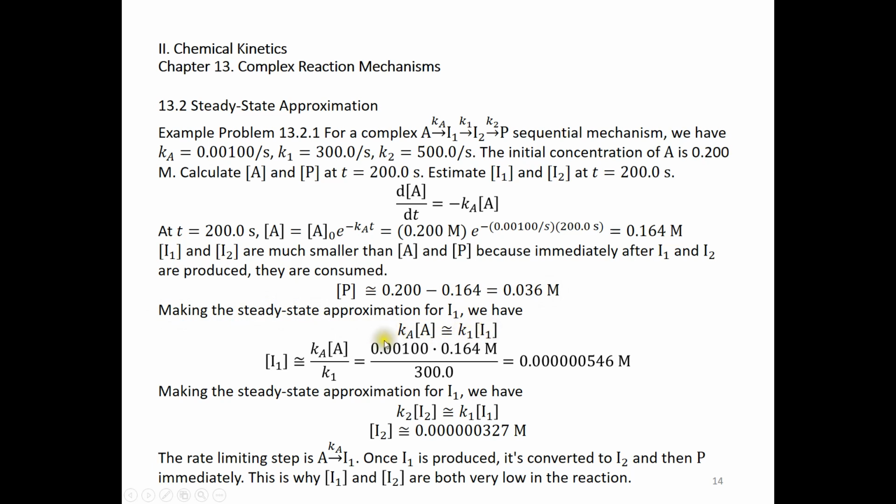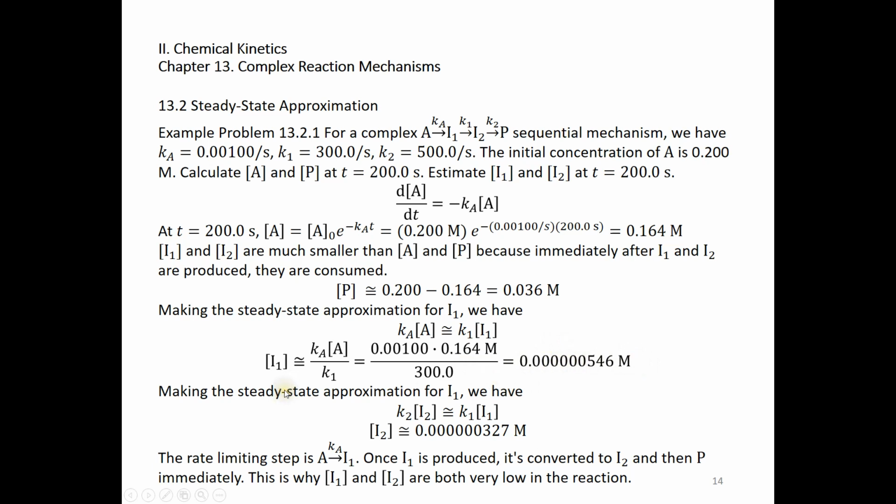Now if we make the steady state approximation for I1, we have Ka A equals K1 I1. We're plugging in all the numbers. This is Ka, this is K1. This is the concentration of A at 200 seconds. Now we get the concentration of I1, which is 0.000000546 molar, which is indeed much lower than A and P.